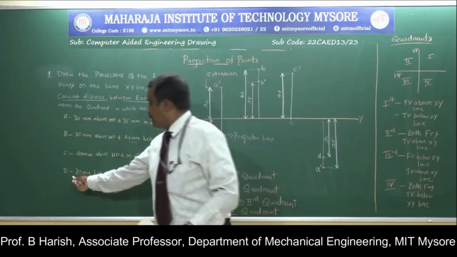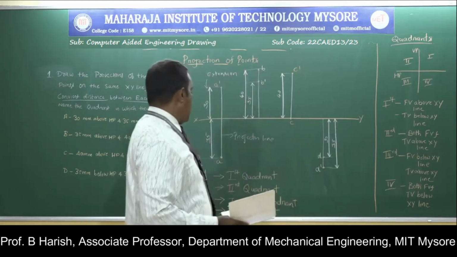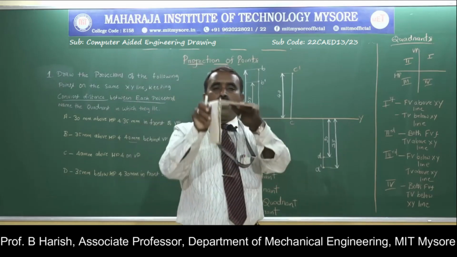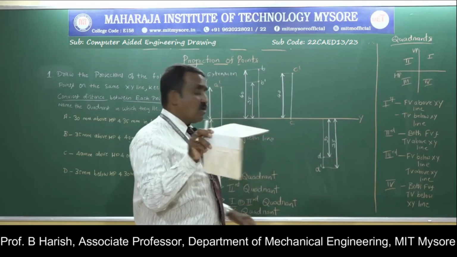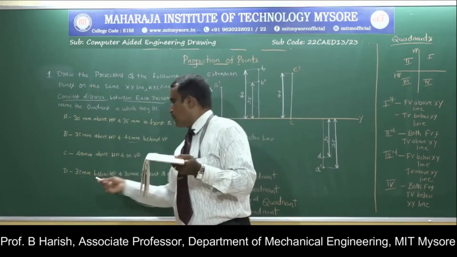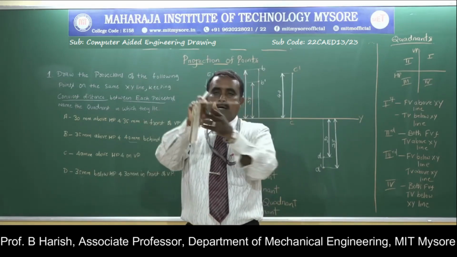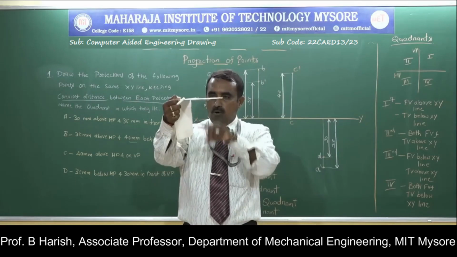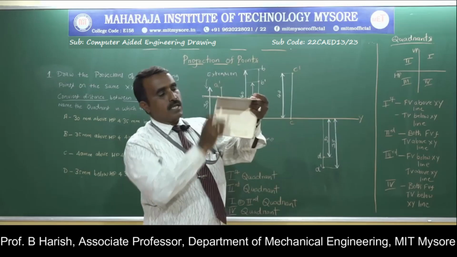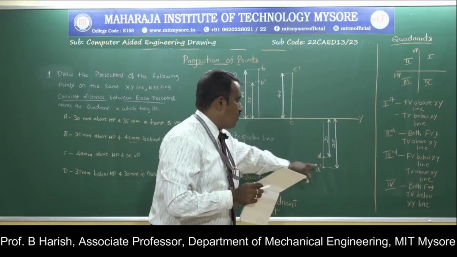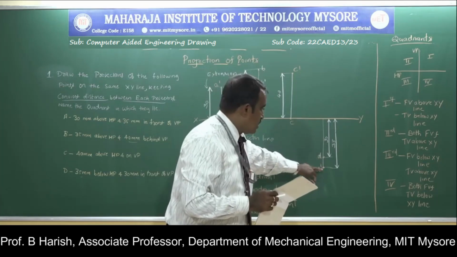Then come to the last one, 35 mm below HP and in front of VP. It is below HP and in front of VP. Note down the distances: this is 35 mm below, and it is 30 mm in front. So looking at the observer, you have to locate the top and front view. From here you draw a projector and measure a distance of 30 and 35 mm.